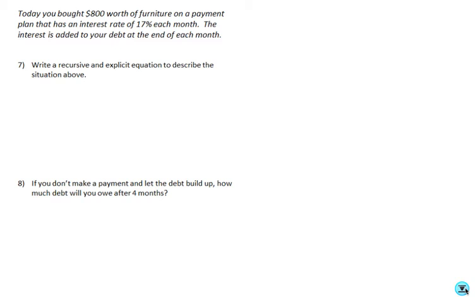So anytime you borrow money, you have to pay interest, right? And that's just how they make money on allowing you to borrow the money. So $800, 17% interest rate. So what we're going to do is start with a table. At time 0, our stopwatch starts at 0, which is when we buy the furniture for $800, and then I want to know after 1 month how much I would owe them.